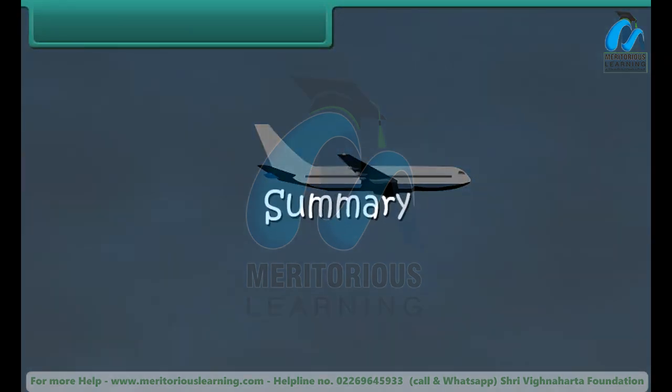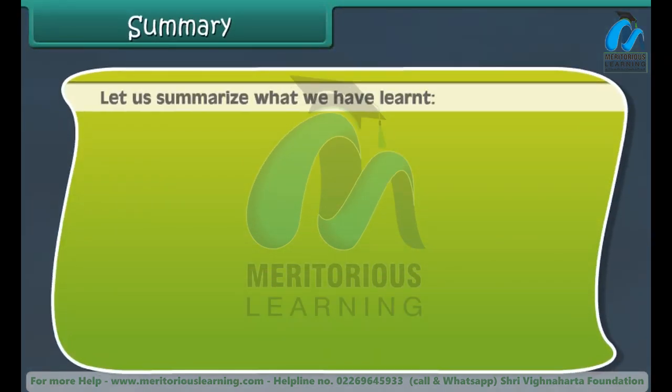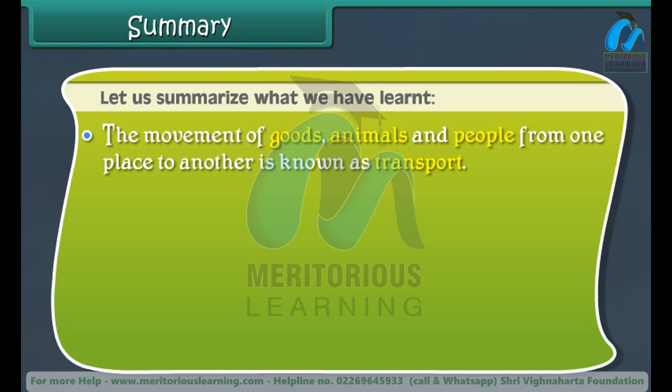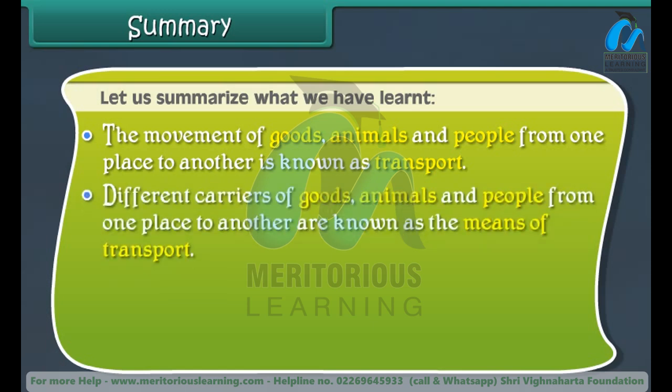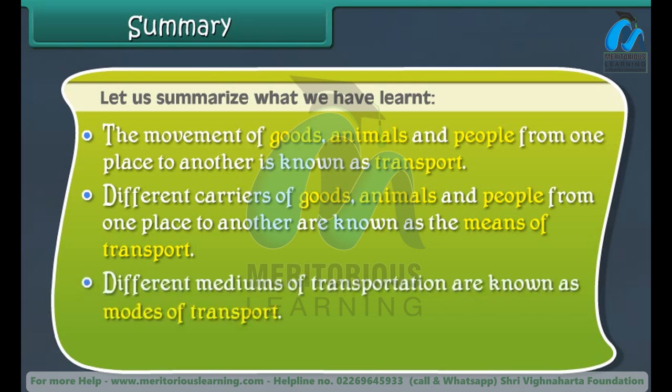Summary. Let us summarize what we have learned. The movement of goods, animals, and people from one place to another is known as transport. Different carriers of goods, animals, and people from one place to another are known as the means of transport. Different mediums of transportation are known as modes of transport.